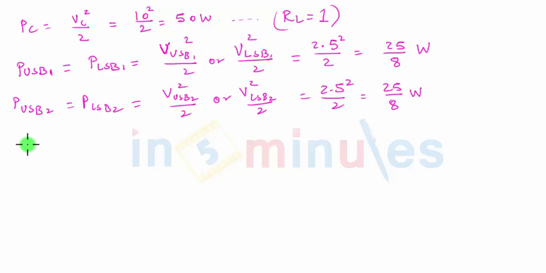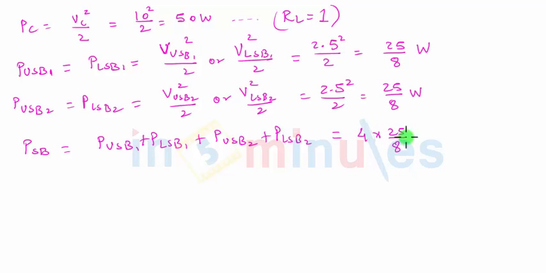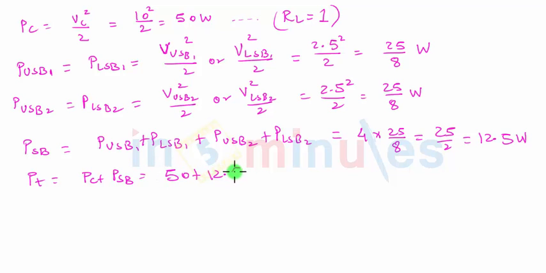Now comes the question of finding the total power. Total sideband power will be nothing but sum of USB1 LSB1 power along with USB2 LSB2 power. Because each value is exactly same, it will be simply 4 times 25 by 8, so that's 25 by 2. So total sideband power comes out to be 12.5 watts, and hence the total power in the signal will be carrier power plus sideband power. Carrier power is 50 and sideband power is 12.5, so that becomes 62.5 watts.